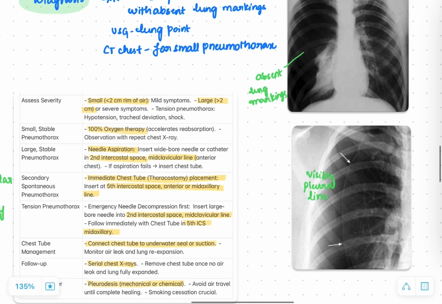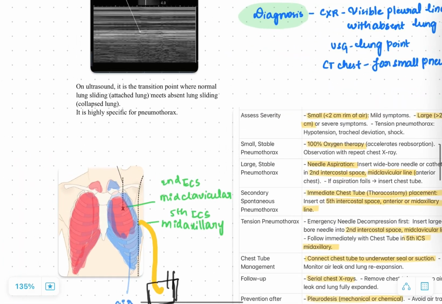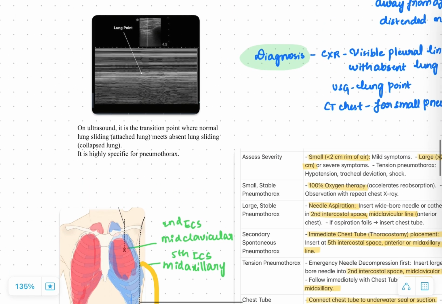Next, on USG we will see a lung point sign. The lung point sign is seen in the ultrasound. It is a transition point where the normal lung sliding, that is the attached lung, meets the absent lung sliding, that is the collapsed lung. So it is highly specific for pneumothorax. Next is CT chest.